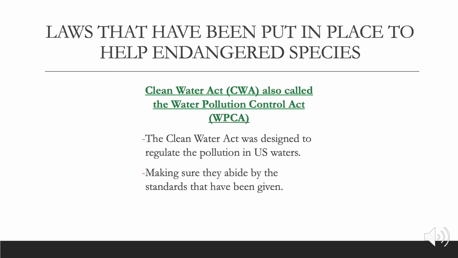And finally, we have the Clean Water Act. This is also called the Water Pollution Control Act. The Clean Water Act was implemented in 1972, which took the name of the Water Pollution Control Act, which was implemented in 1948. This act regulates the pollution of U.S. waters, making sure they abide by the standards that have been given from the government. And now, I will show you some ways you can help protect living organisms from habitat destruction.